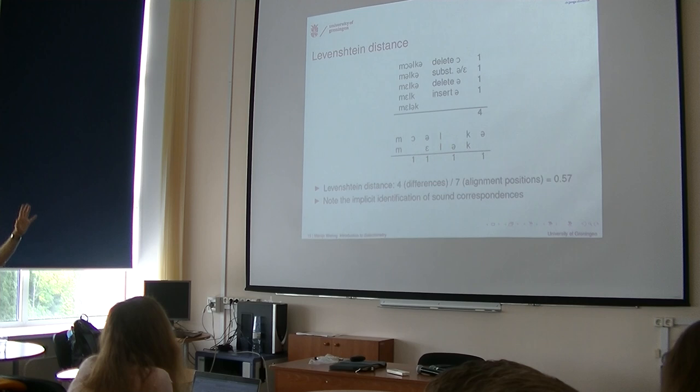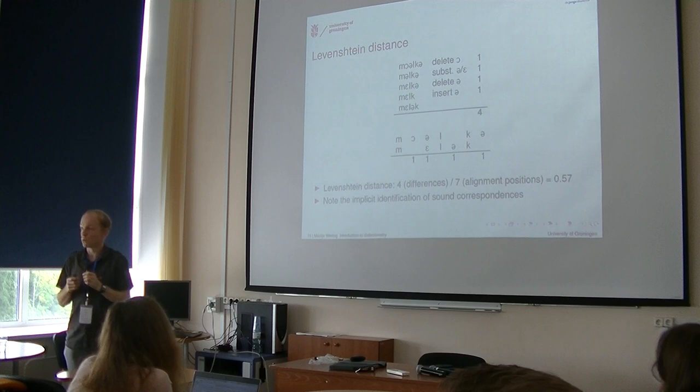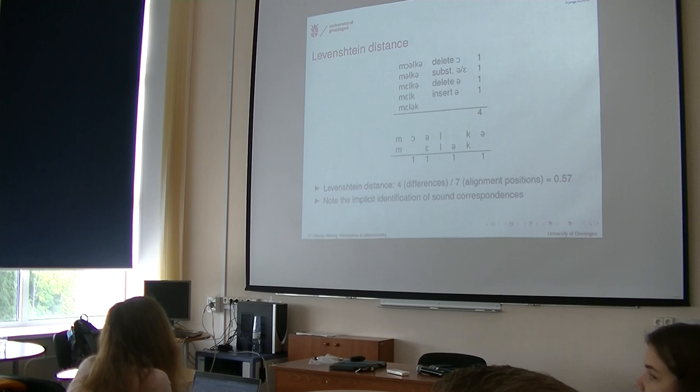There's no way in the regular Levenshtein distance to distinguish. It doesn't have any linguistic information. The only linguistic information we put in is that vowels may not align with consonants. But then you have semi-vowels and sonorant consonants which can align, while pure consonants and pure vowels are not allowed to align. That's the only linguistic information we put in. So the system is quite stupid in that sense.